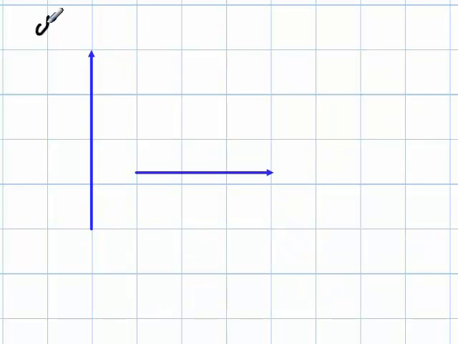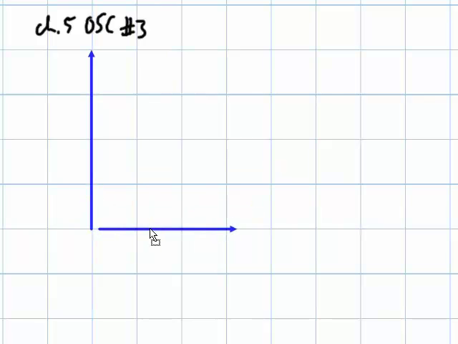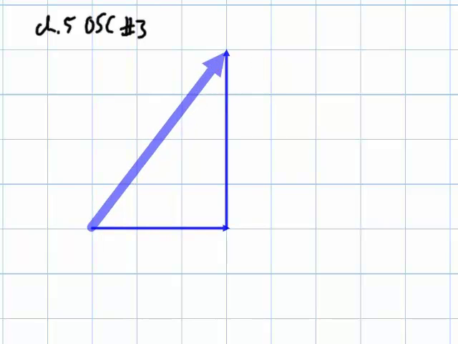Chapter 5, one-step calculation number 3, says calculate the resultant of a horizontal vector with a magnitude of 4 units and a vertical vector with a magnitude of 3 units, which means that what I just said about the quick way is not going to apply here because they're of different lengths. Okay, so here I have 4 units, here I have 3 units, and I put them tip to tail. There we go. And the resultant vector is this one. And now I figure out what it is.